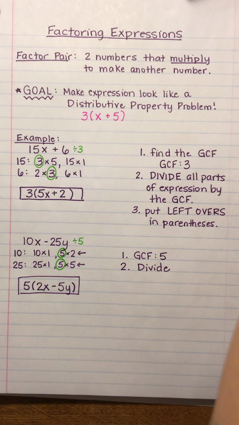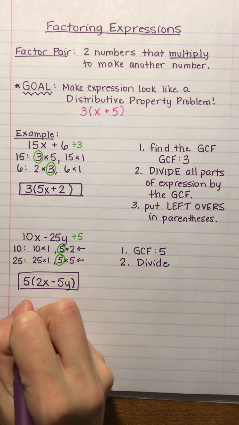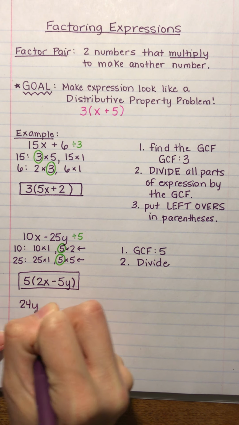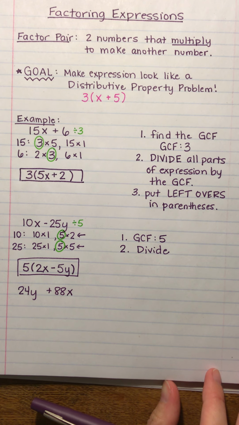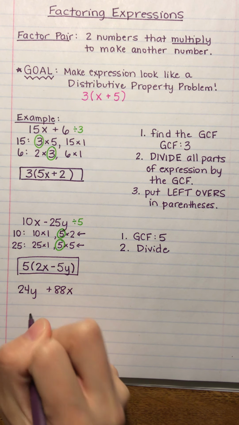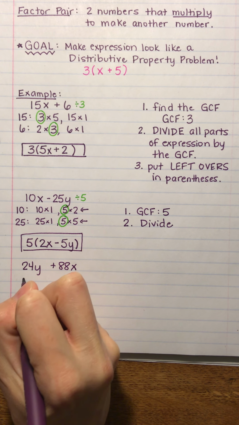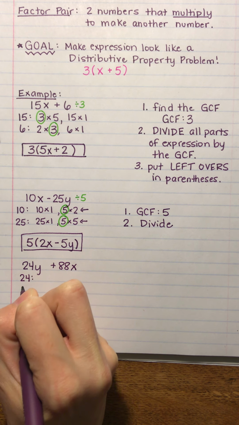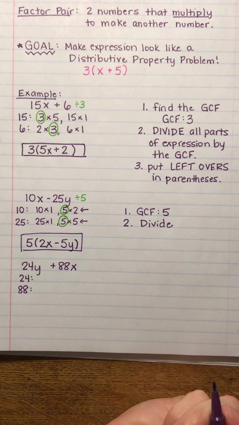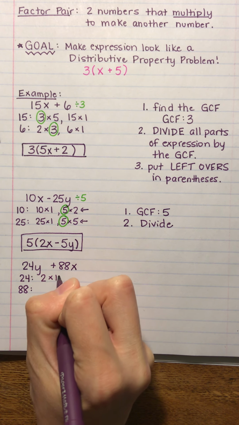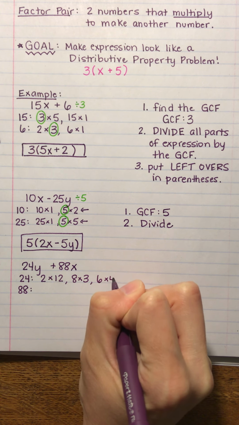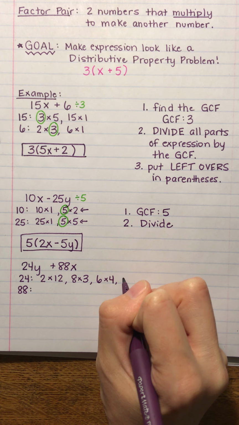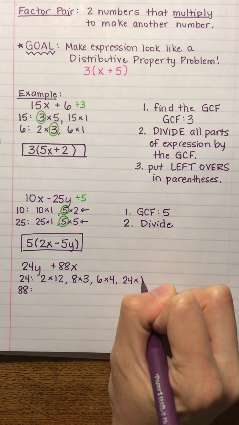All right, and the last one I have for you is 24y plus 88x. All right, so again, first thing I need to do is start by writing out the two numbers and list all of my factor pairs, all numbers that multiply together to make those two numbers. So I've got 2 times 12, 8 times 3, 6 times 4. Can't forget that easiest one, 24 times 1.